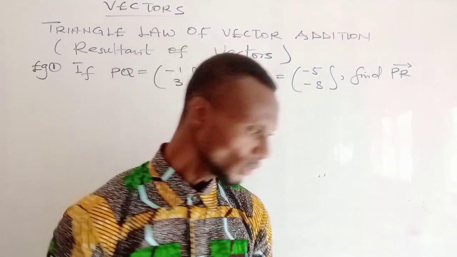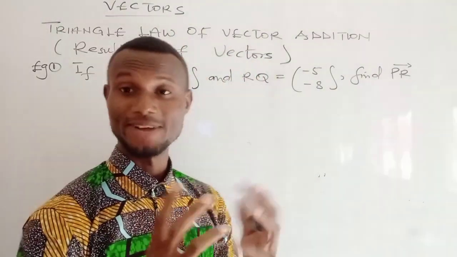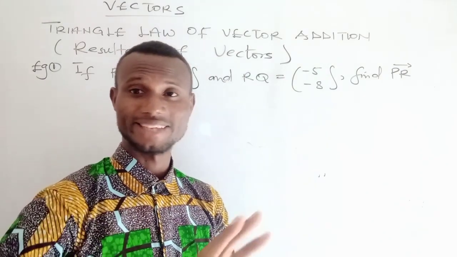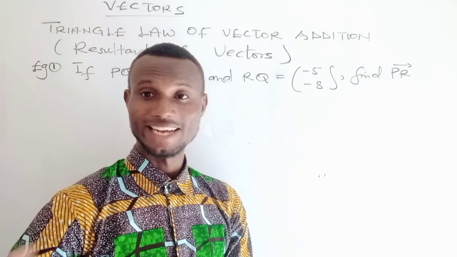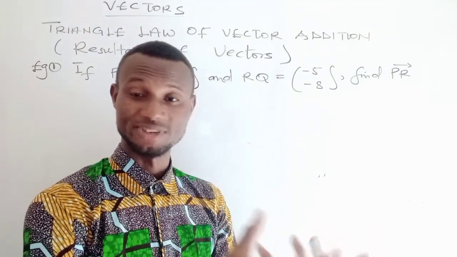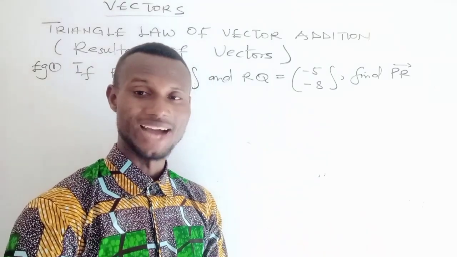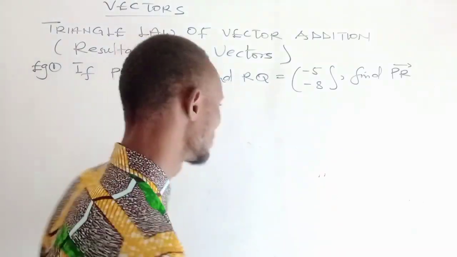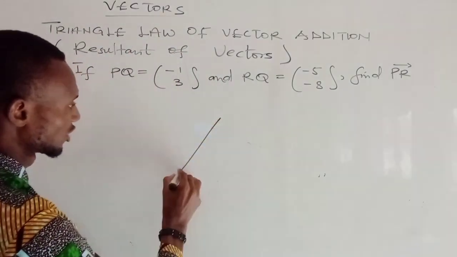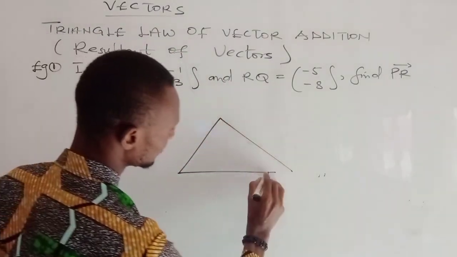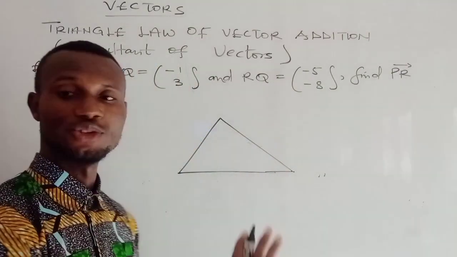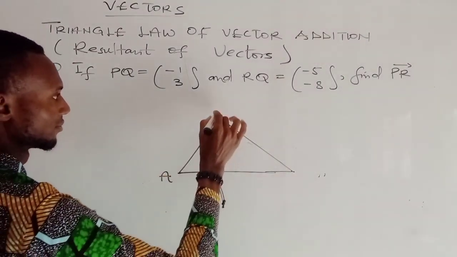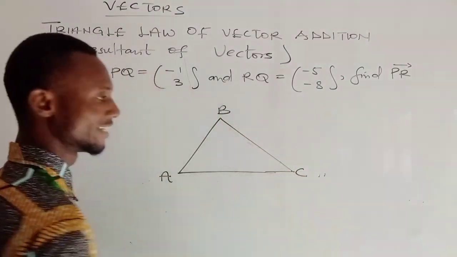Now when I have any three given vectors, and those three given vectors are being represented by three sides of a triangle, there is an addition law that governs that representation, and that is what we refer to as resultant of vectors. And I'm going to do an illustration of that. So let me draw a triangle first. I'm going to draw a triangle. So this is my triangle, and I'm going to label the sides of the triangle. So let me label here A, here B, and here C.